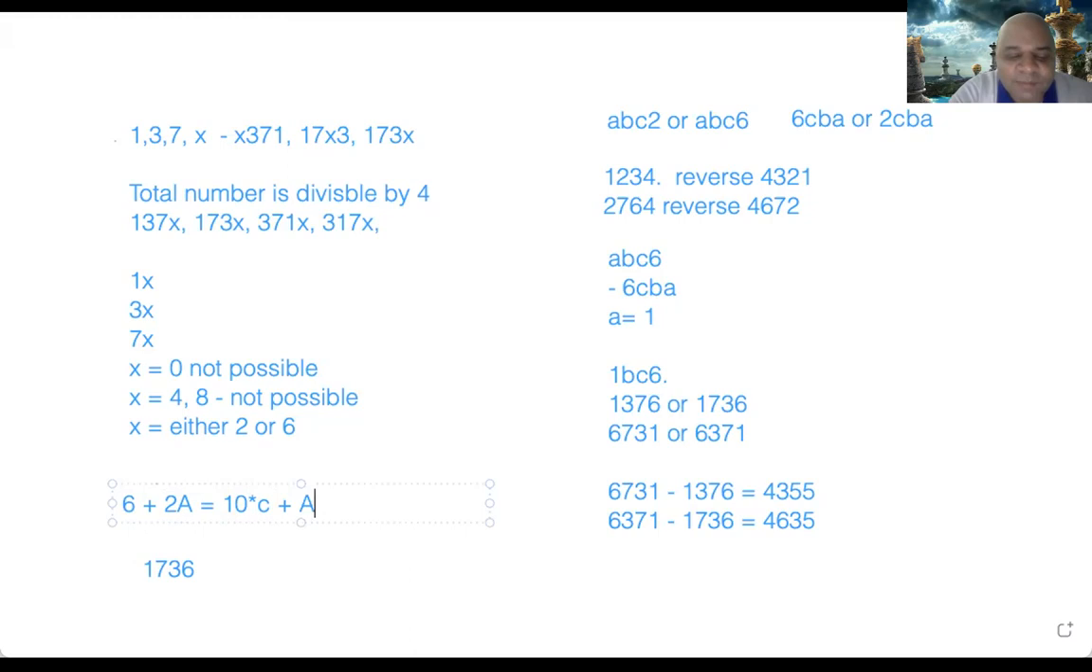A and C can be any number from 1 to 9. If A is 1, 6 plus 2 into 1 is 8. 8 cannot be 10C plus A, so A cannot be 1. Can it be 2? 2 into 2 is 4, 6 plus 4 is 10. It cannot be. So you can cut out the A from both sides by subtracting A from both. Yes, you can subtract it. So 6 plus A is equal to 10C. So you know that A has to be 4 only, and C is 1.